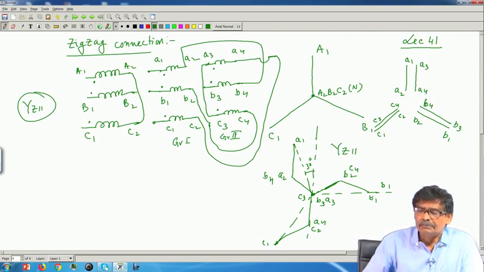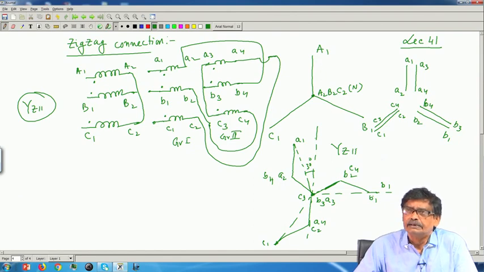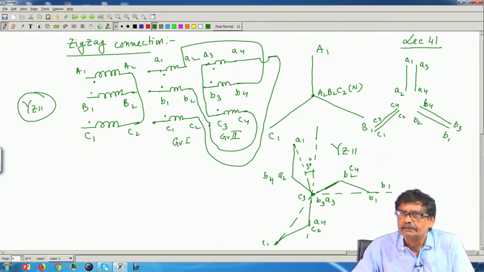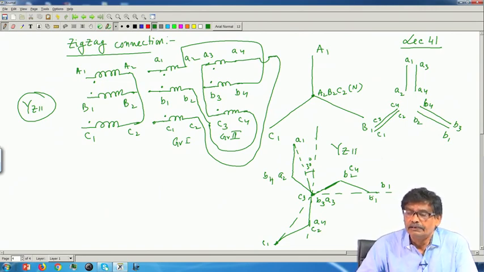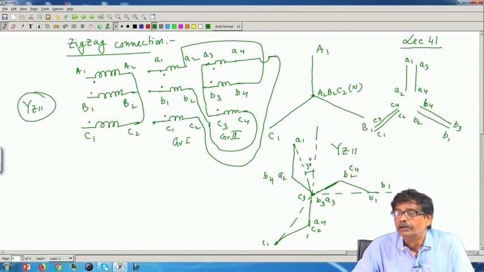Okay. Similarly, you can try the Delta-Zigzag connection. This I leave you as an exercise: whether primary delta and secondary zigzag can be connected or not, and what the possibilities are. Zigzag connection essentially means two coils in series, essentially star connections, but they belong to two different phases. There are some advantages of this connection.